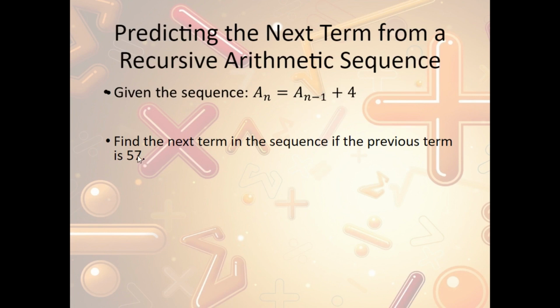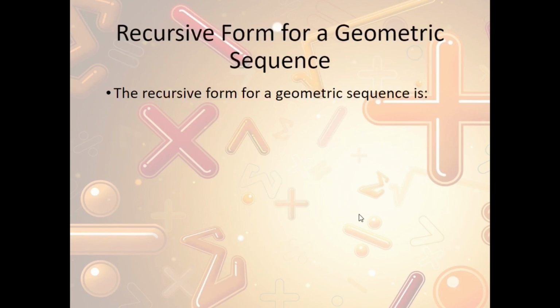So we know the previous term is 57. So we're going to plug that in for this one that represents the previous term. So we have 57 plus 4 is equal to 61. So that's how we use the recursive formula to find the next term. Now let's take a look at the recursive form for a geometric sequence. So that follows this pattern.